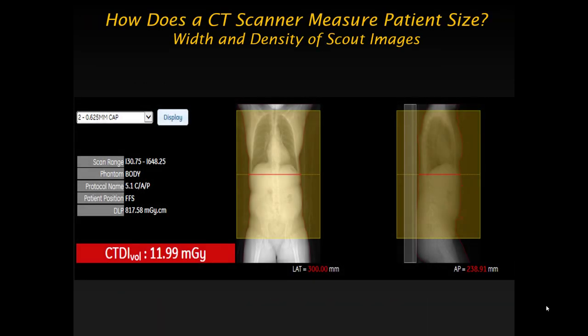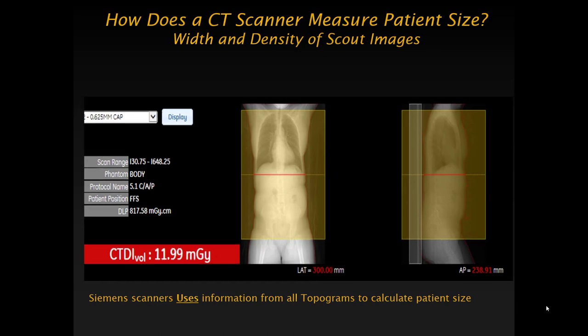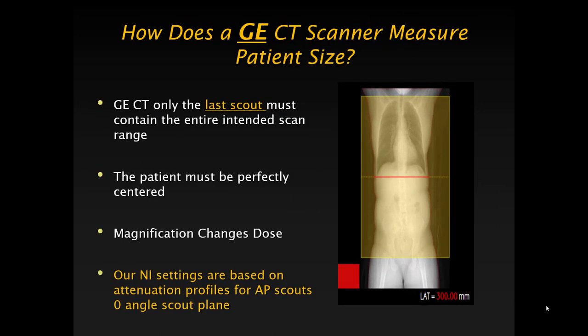So how does a CT scanner measure your patient's size? Well, it does it a few ways. Generally speaking, it's always going to use your scout images or your topograms. It's going to look at the width and the density of the scout images, right? And a Siemens system is going to use both pictures. You give them two pictures, they'll use those two. You give them three, it'll use all three. It's going to use all of the information from every topogram to calculate the patient's size, while the GE systems are only going to use the last scout.